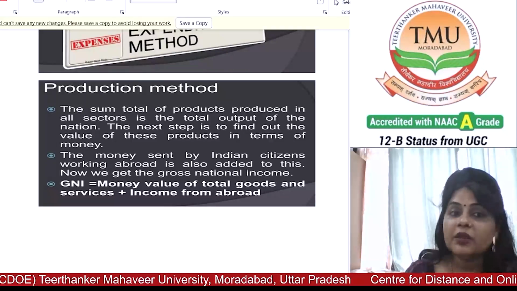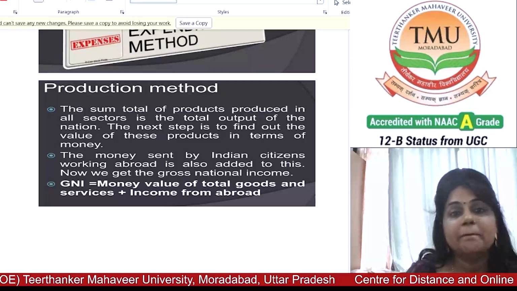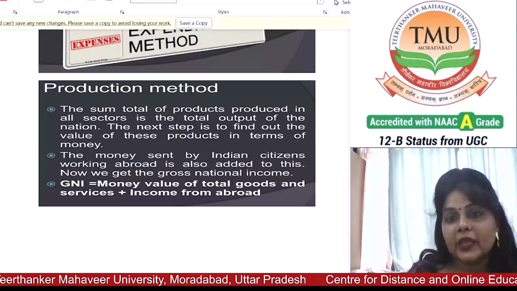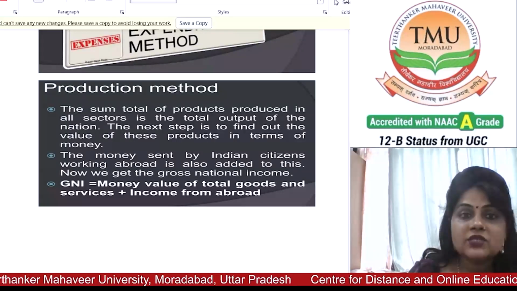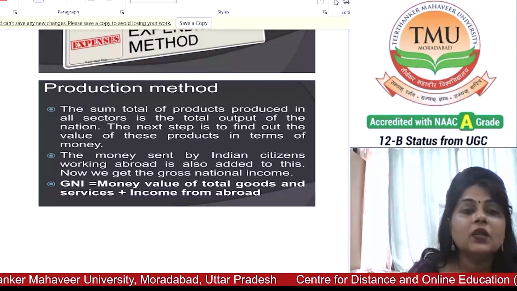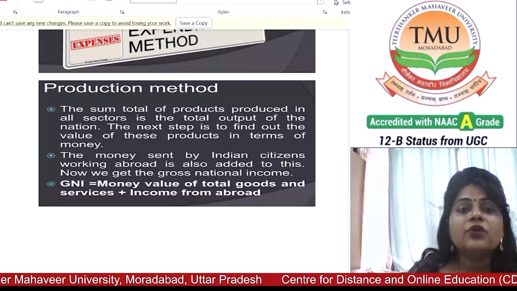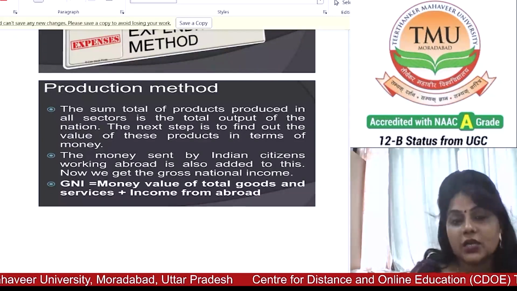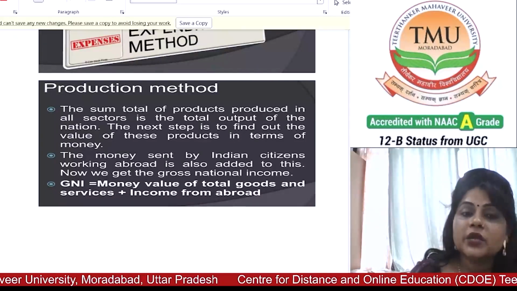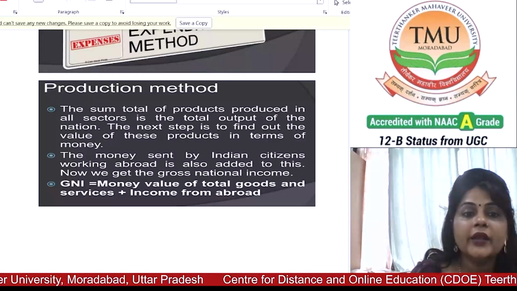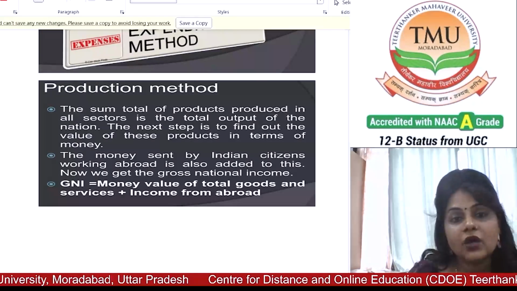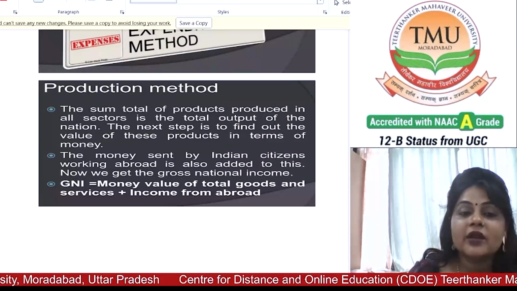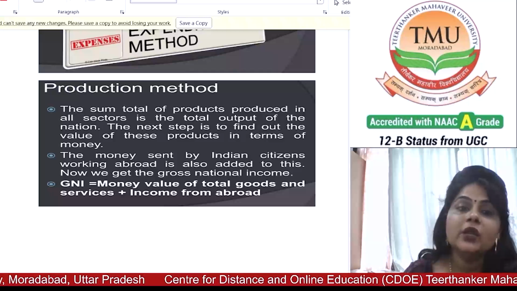Next step, the estimated value of a house should be included. People who live in their own house do not pay rent, but enjoy the same housing services as received by the people living in a house on rent. Therefore, the value of the houses owned by the people is included in the national income. For this, the value is determined on the basis of an estimation of the rent of a similar house or accommodation in the market. This estimated rent is also known as imputed rent.